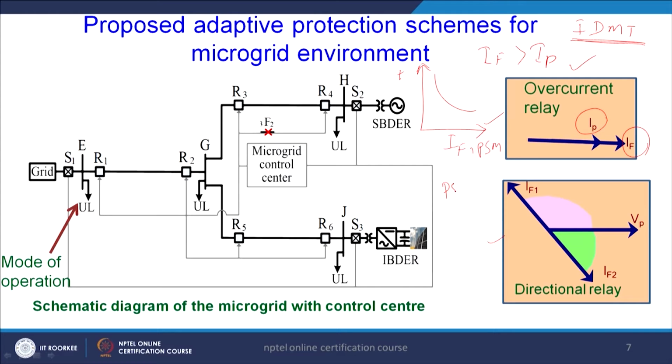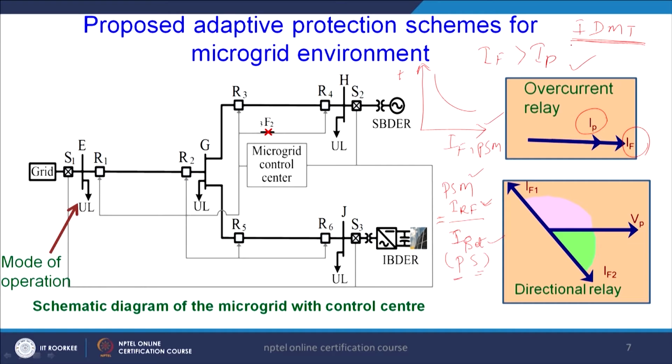This PSM is the plug setting multiplier, that is the relay fault current I relay divided by I set. This ratio is the ratio of the fault current seen by the relay to the I set, and that I set we call the plug setting. PS stands for plug setting and PSM stands for plug setting multiplier.